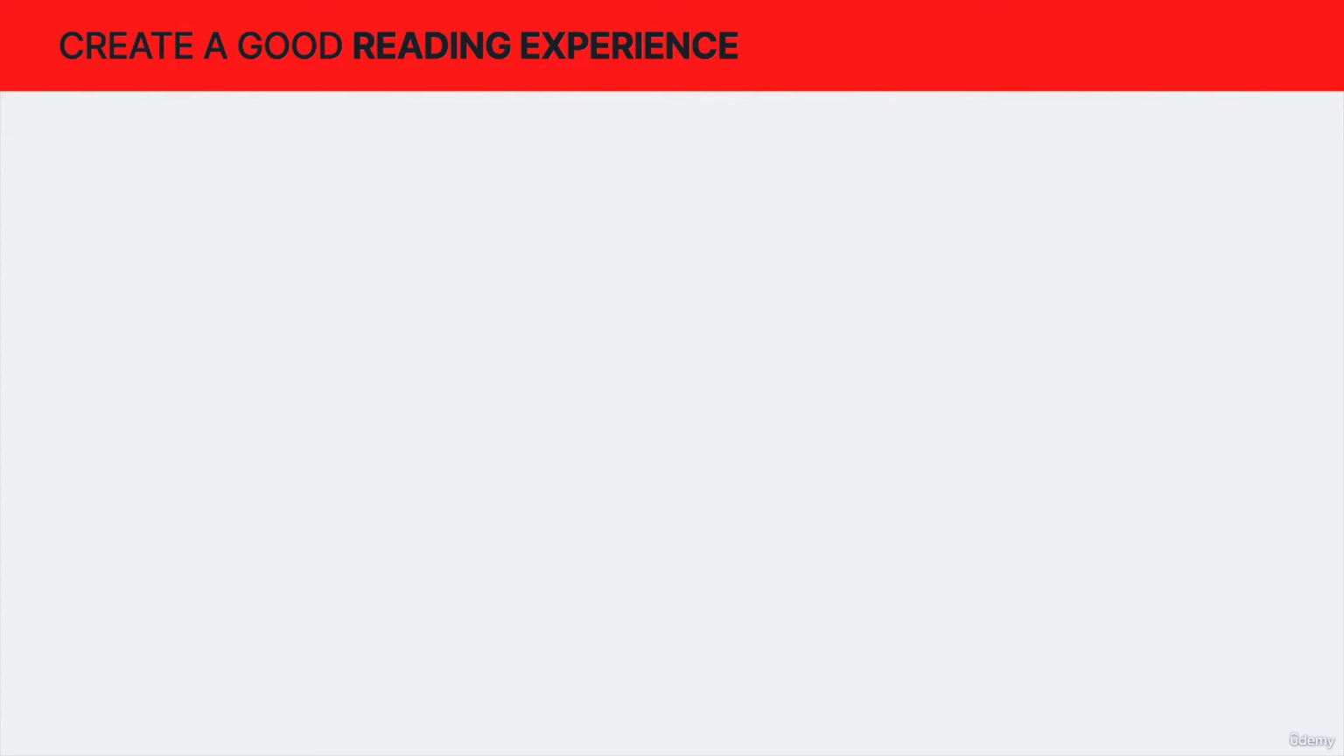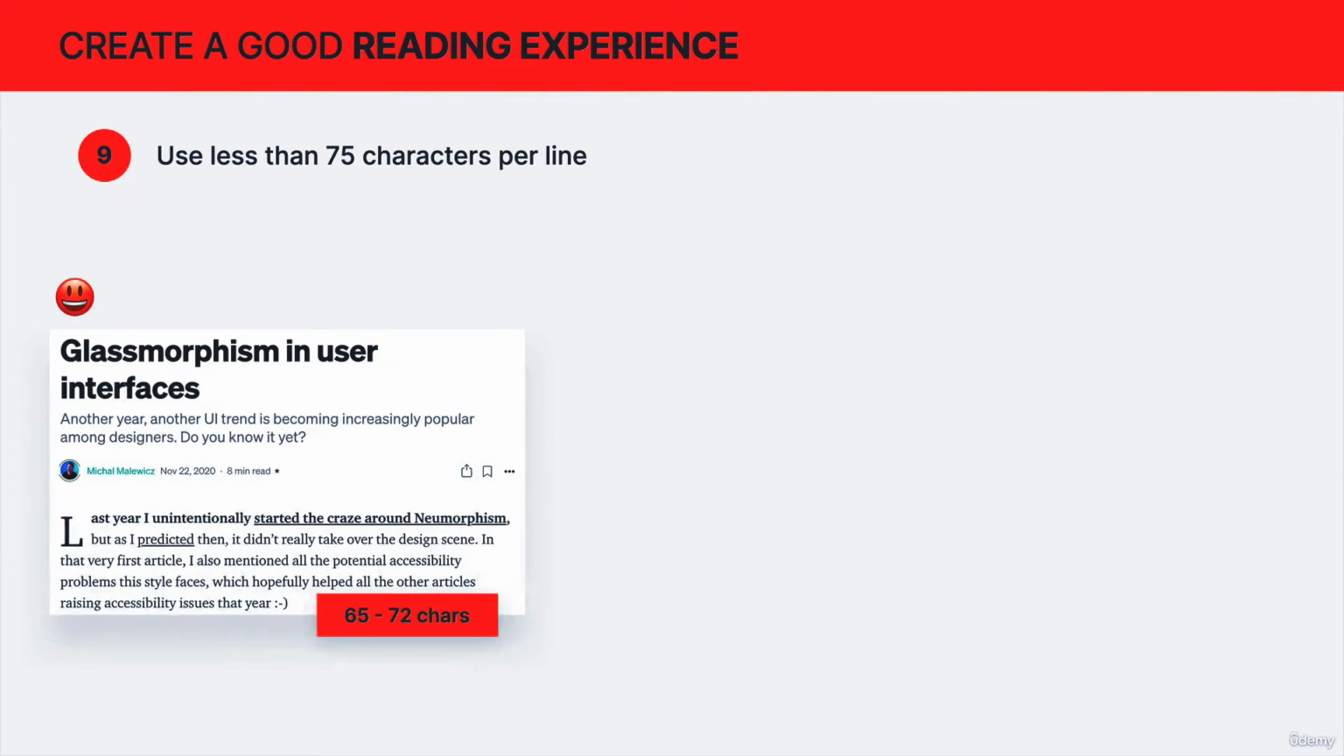Now next up, let's learn a couple of guidelines and rules to create a good reading experience for your users, which, remember, is one of the aspects of typography. So, to start, you should try to use less than 75 characters per line, like in this example here. These lines have something between 65 and 72 characters, which makes this text really easy to read.